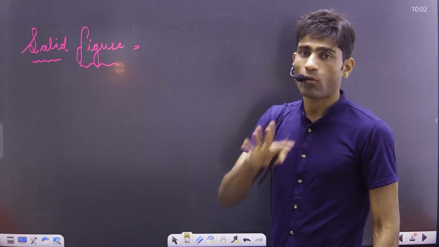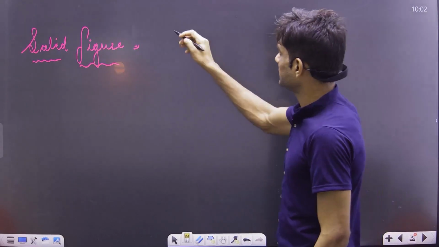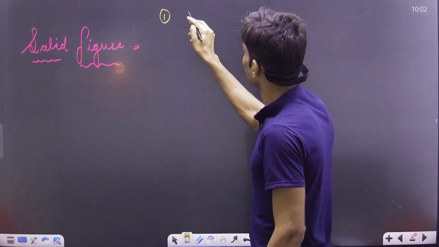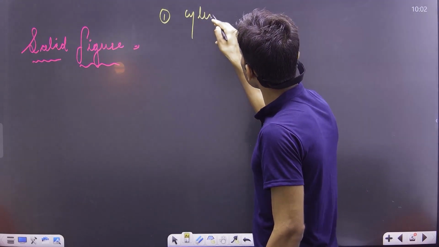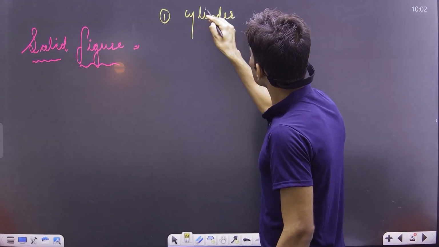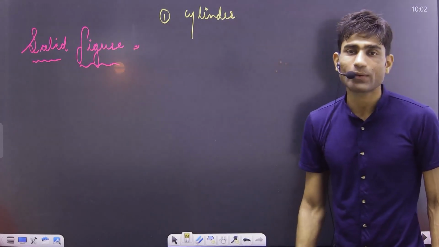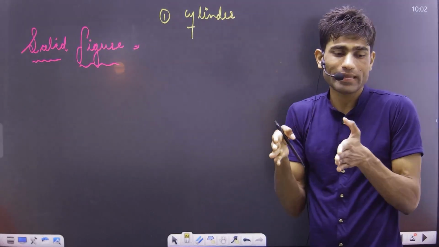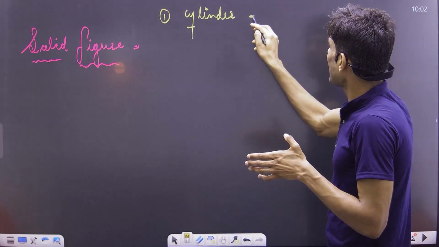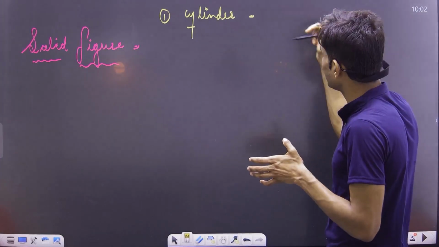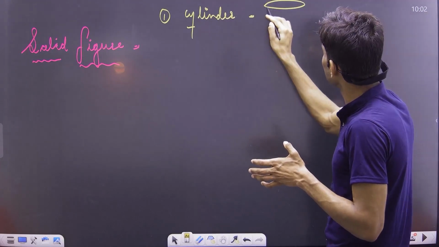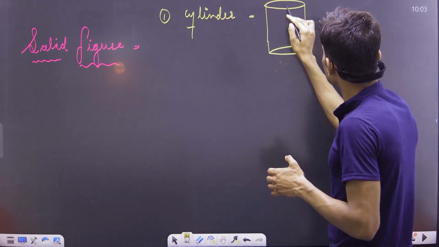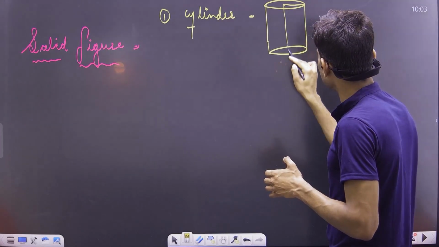Now, let me explain with some examples. First, I consider a cylinder. Now let me plot the cylinder, how it looks. Cylinder means we have hollow shapes, solid figure. Now we can see we have a cylinder here. This one is the radius, and this one is the height.